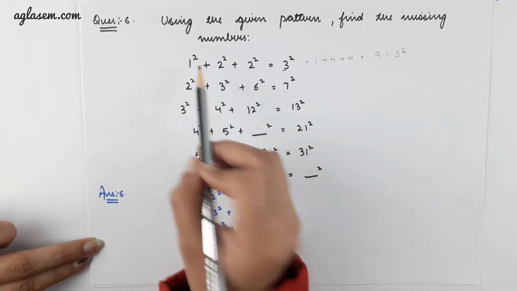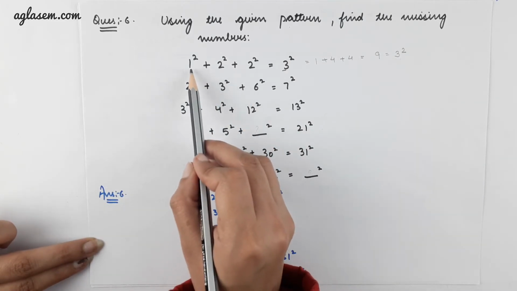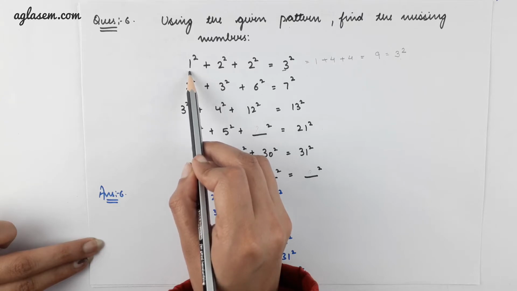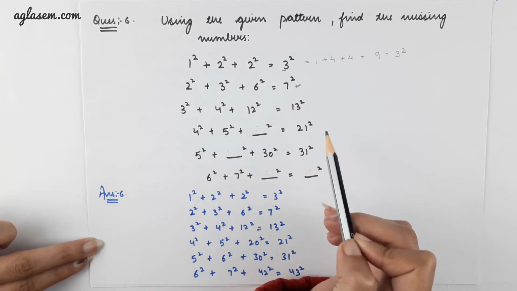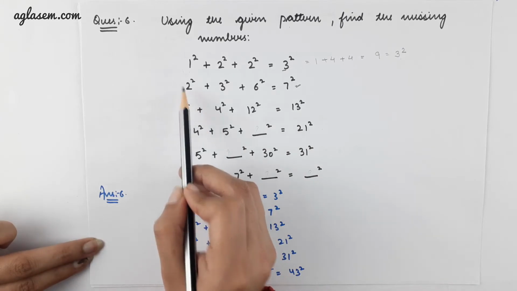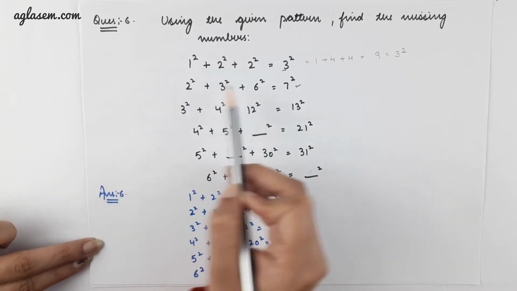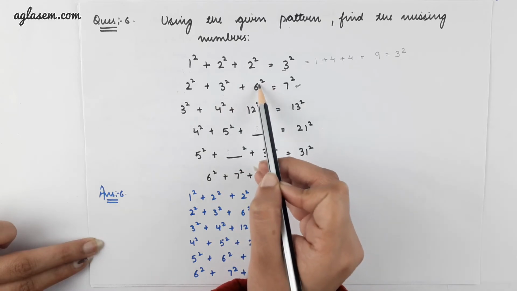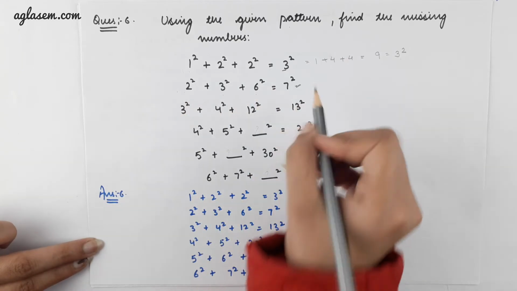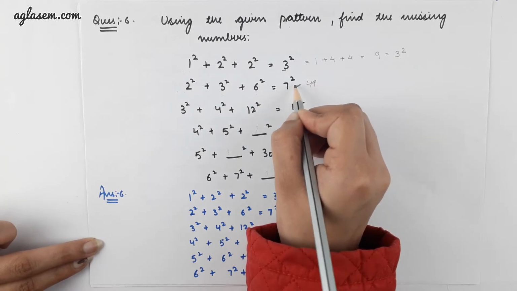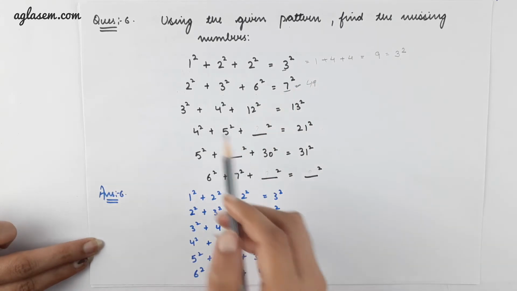So we can say that we have to do the square of the numbers and then add them to attain the resultant number. Similarly over here, 2 square is 4, 3 square is 9, 6 square is 36, and if we add all the three numbers, we'll get 49, which is the square of 7.